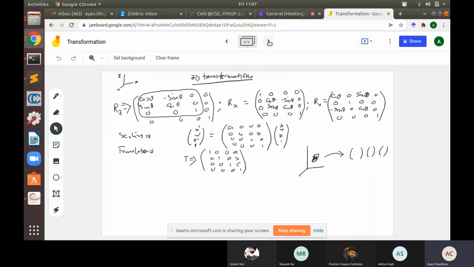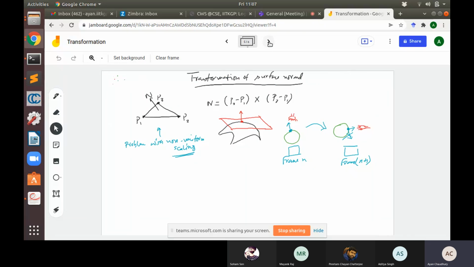We are also seeing 3D transformation matrices. Basically, the basic element is the same. It's like for the x, y, and z axes, their positions are getting interchanged a little bit. Okay, and then we started with transformation of surface normal.